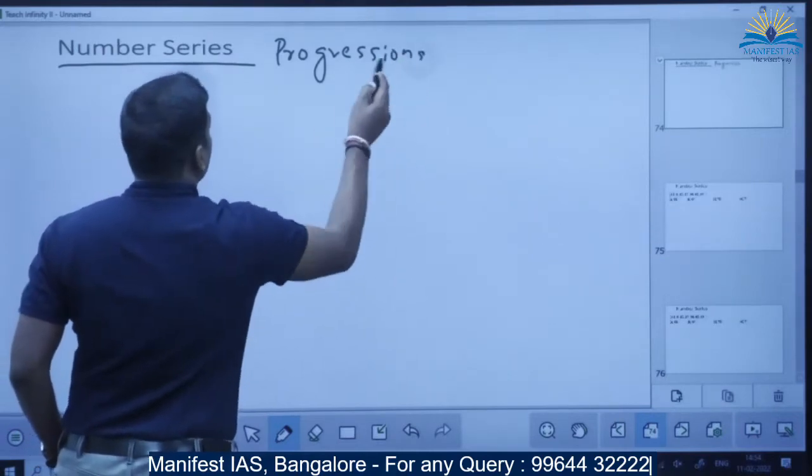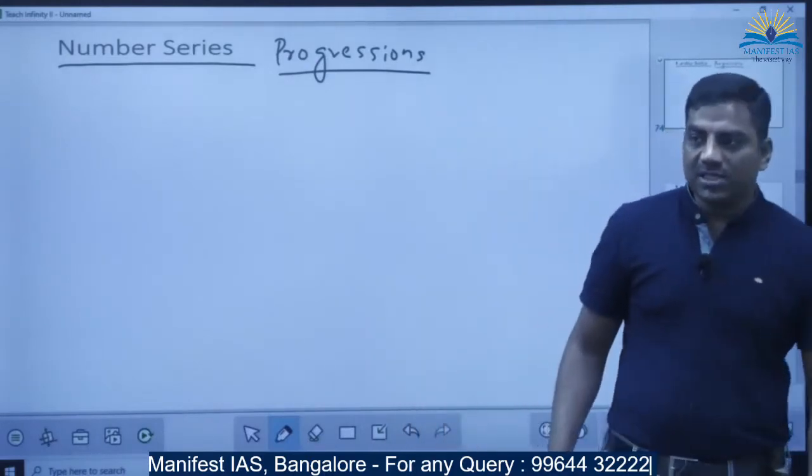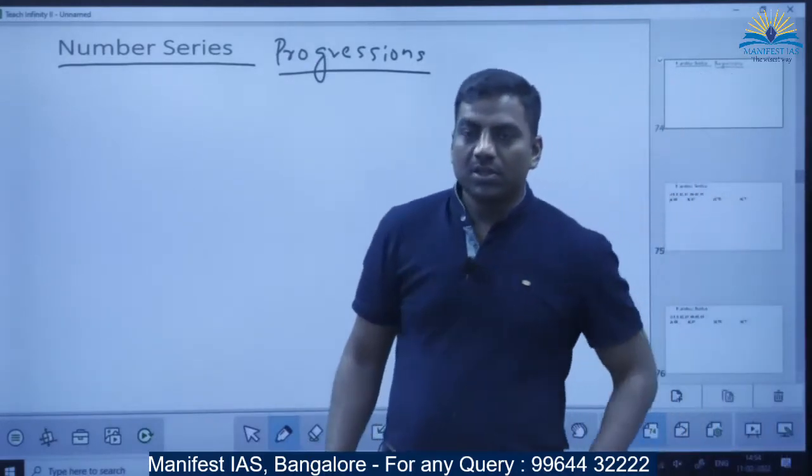This is not equal to this one, okay? This is not equal to this one. Before we learn number series, let us learn what are progressions.